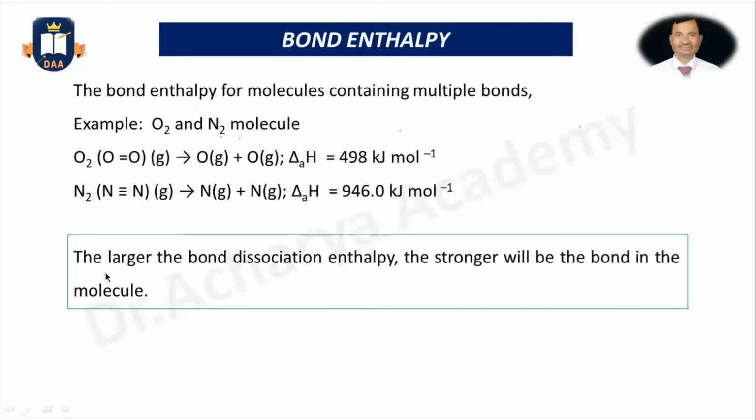The larger the bond dissociation enthalpy, the stronger the bond in the molecule. That means the triple bond in the nitrogen molecule is stronger than the double bond in the oxygen molecule.